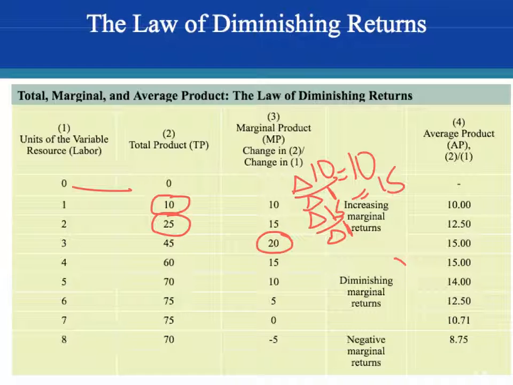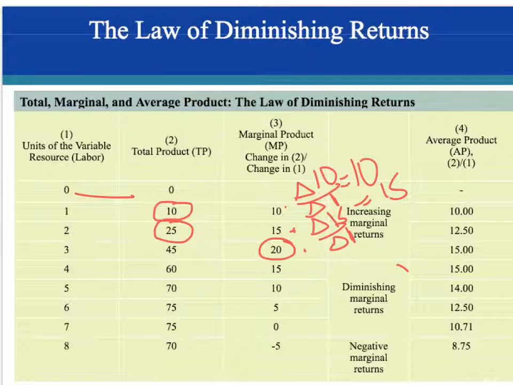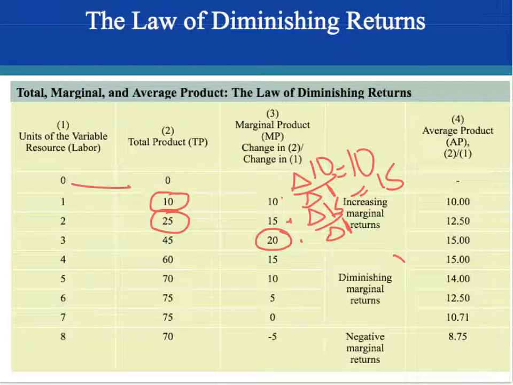So we see here that marginal returns are increasing. The first worker adds 10, the second worker adds 15, the third worker adds 20. Now with 4 workers, there's a total of 60 units produced. And the marginal product of the 4th worker is 15, which is less than the marginal product of the 3rd worker. The 5th worker adds 10 units, the 6th, 5, and so on.